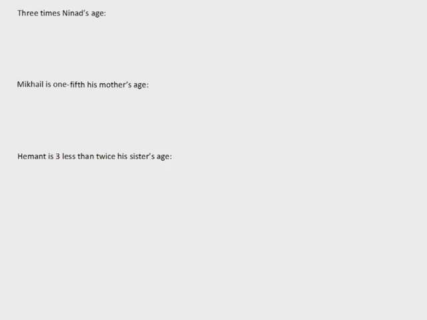3 times Ninad's age. Obviously I first need to give a variable to Ninad's age. So let Ninad's age be denoted by t. Then I need to denote 3 times Ninad's age. So I need to denote 3 times t, which is written as 3t. So 3 times Ninad's age then becomes 3t.